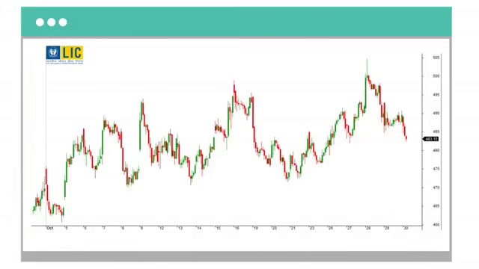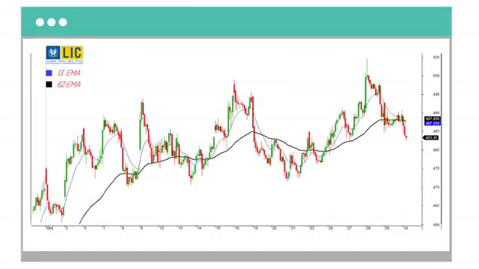Above is a 30-minute chart of LIC Housing. Now there are 2 lines of moving averages. One is the 62-period EMA, that's the black line, and the other is the 13-period EMA, that's the blue line. Now you can easily see that when the 13 crosses above the 62, it seems like we are in an uptrend. Whereas when the opposite happens, we are in a downtrending situation.